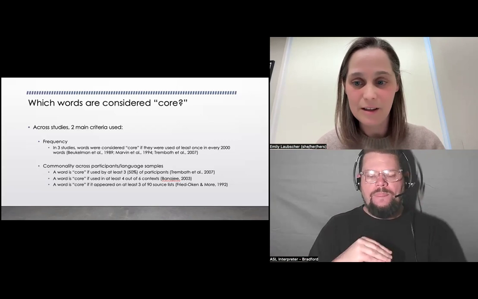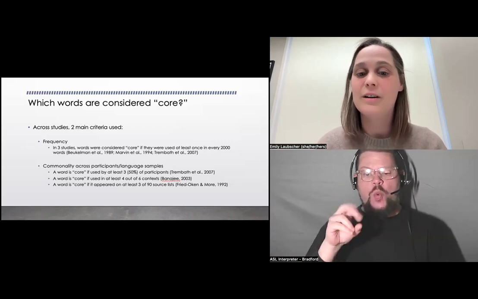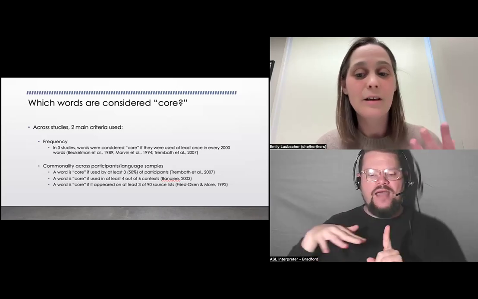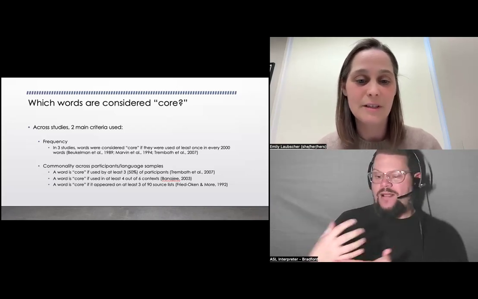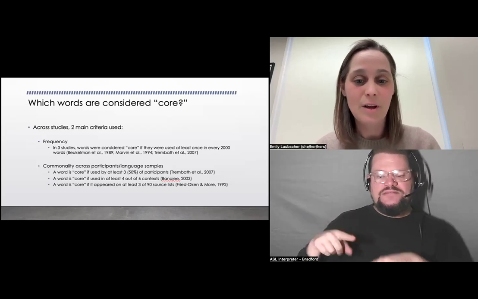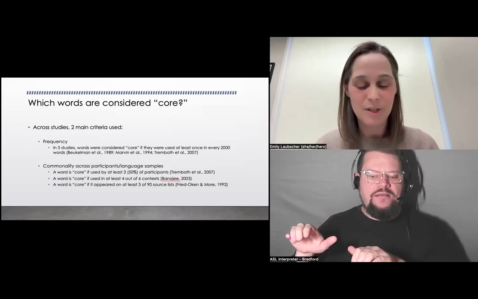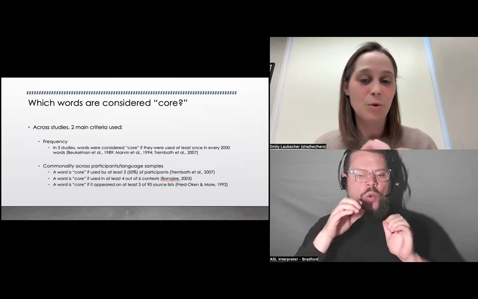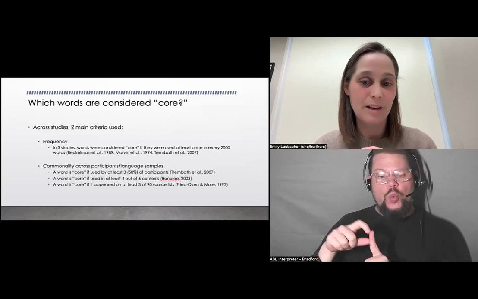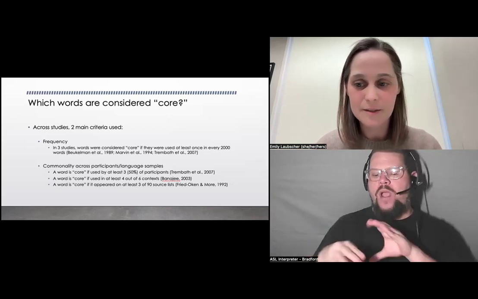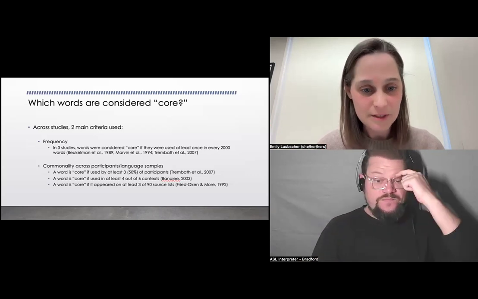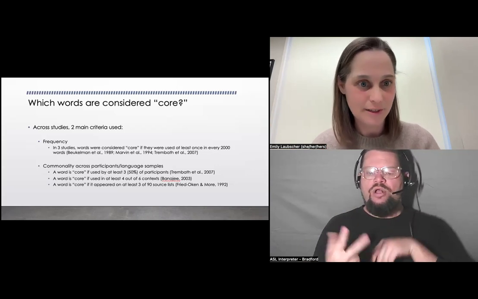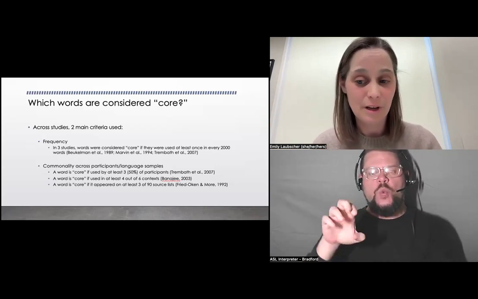In one study, a word was considered core if it occurred in at least 4 out of 6 different sampling contexts. So in that study, language samples were collected from children as they did a number of different activities, resulting in multiple language samples per child representing different communication contexts. So core words were those that were used in at least 4 out of those 6 contexts. And then in one study, a word was considered core if it appeared on at least 3 out of 90 source lists. So this was the Friedhogen and Moore study.